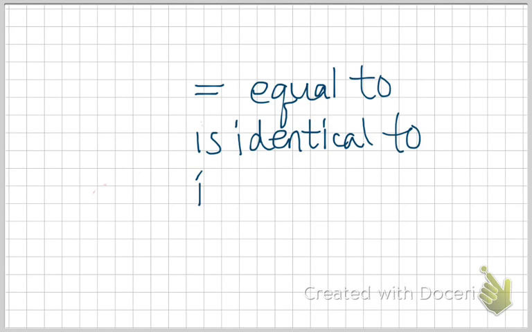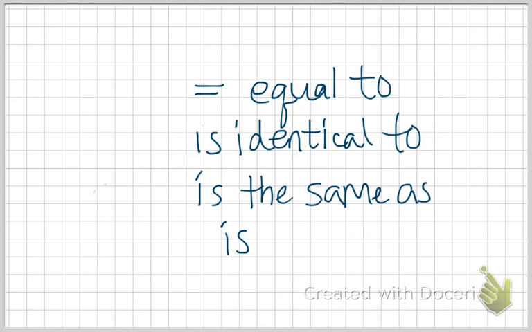Now, some clue words that we're looking for, some keywords for equations, represent equals. Of course, we know that equals represents the equal sign. Equal, equal to, is, identical to, is the same as. Is also means equal sign. And of course, there are other keywords that represent equal. That's how we're going to know that we need this symbol.